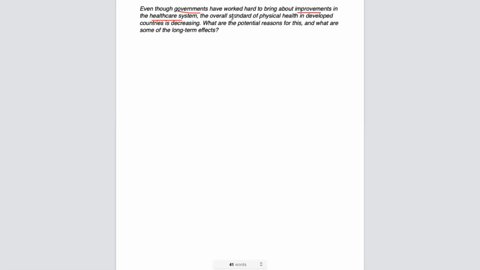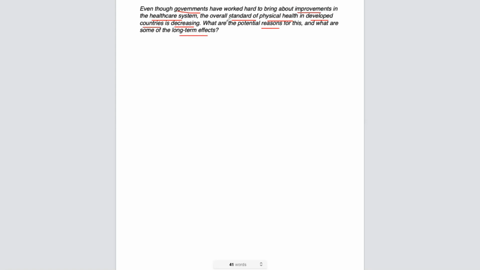The overall standard of physical health, this is important because we're not talking about mental health or anything else. We're talking about physical health in developed countries. So we're not talking about third world countries, but we're very specific with developed countries, is decreasing. And of course, you want to underline decreasing. What are the potential reasons for this? And what are some of the long-term effects?